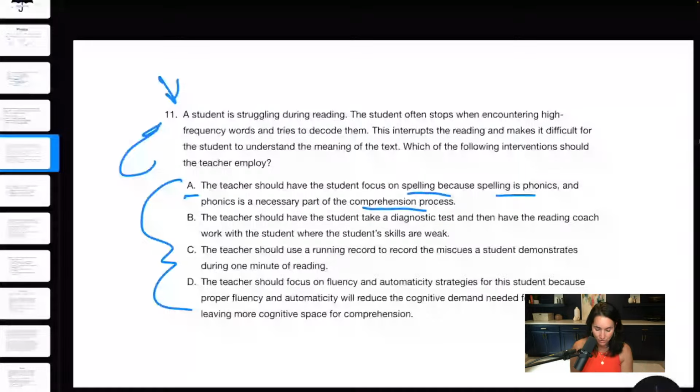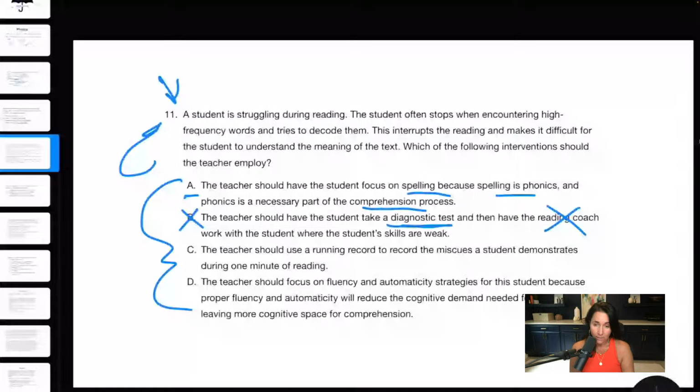B, the teacher should have the student take a diagnostic test and then have the reading coach work with the student. Right away, boom, crossing it off. B has bad words in it. Do we use the reading coach? Absolutely. Reading coaches are amazing. They help us every day in our reading classes. On this test, it's typically not the correct answer because you are the reading teacher and we need you to differentiate and work with students, okay?